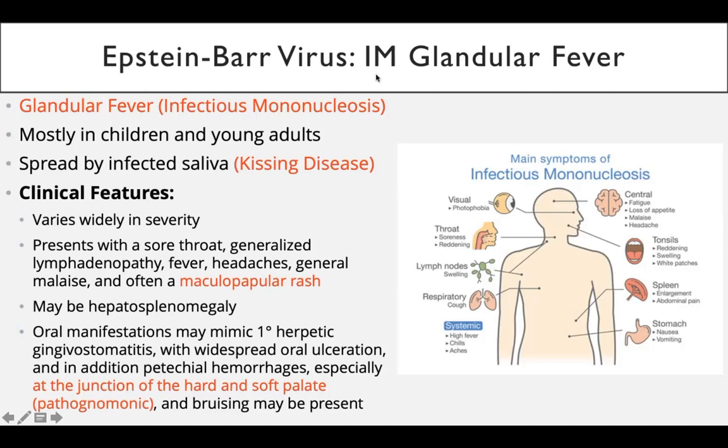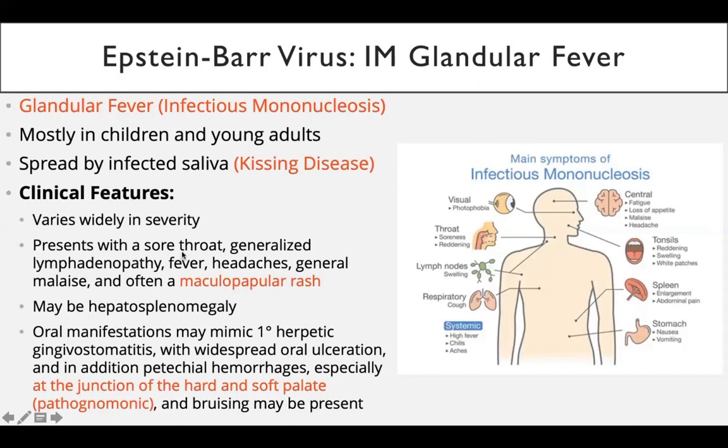Epstein-Barr virus, infectious mononucleosis and glandular fever, one of my favorites. Glandular fever, also known as infectious mononucleosis, occurs mostly in children and young adults, spread by infected saliva. That's why it is also known as the kissing disease. So you know three or four names: infectious mononucleosis, glandular fever, the kissing disease, caused by Epstein-Barr virus. What are the clinical features? It varies widely in severity. It can be on both sides of the edge, very severe, or maybe asymptomatic.